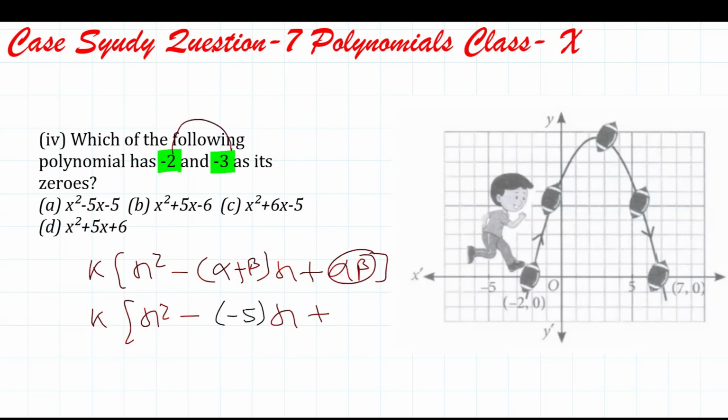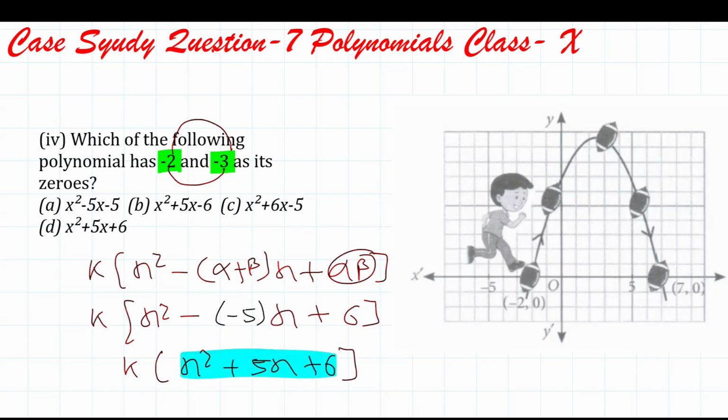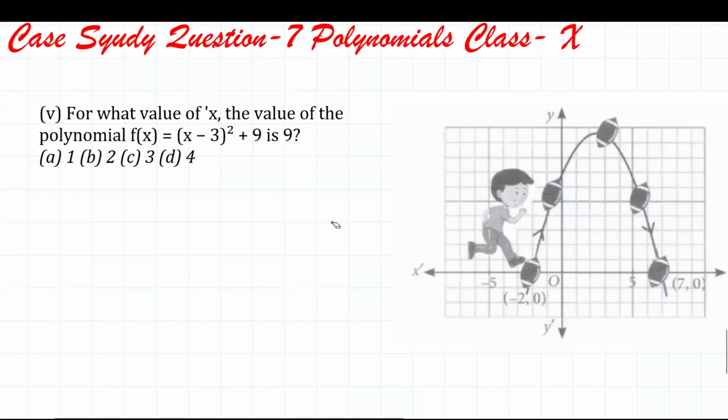Plus the product of the zeros. What is the product of these two? -2 multiplied by -3 is +6. Now, if I open this bracket, this is x square, minus multiplied by minus is plus, so +5x plus 6. Now, if I compare my answer with the options given here, I can see D is correct. So D is the correct answer in this case.